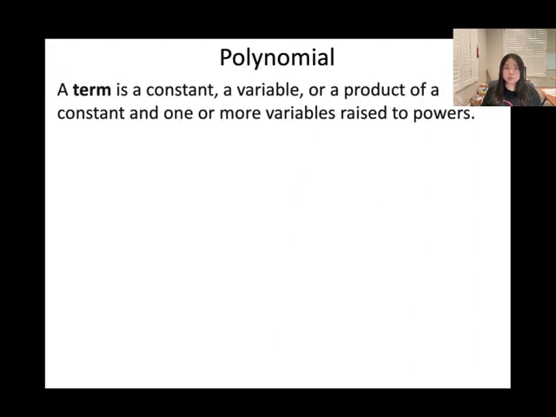Now, let's talk about polynomials. First, a term that is a constant, you can call this a polynomial. We only have one term, that's a constant. Or a variable of x, this is also a polynomial. Or a product of a constant and one or more variables raised to powers. So 2x, this is a constant times the variable. It can be more than one variable, like 3xy squared. This is an example of a polynomial.